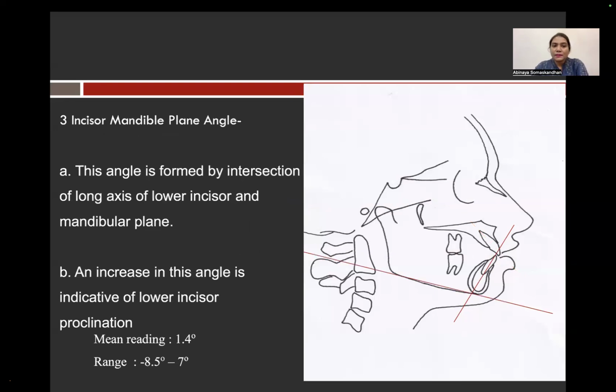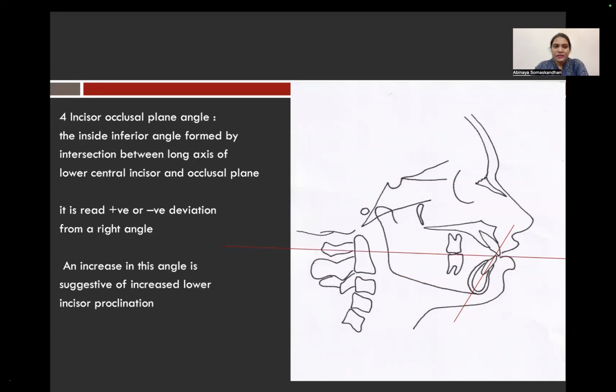Next is the incisor mandibular plane angle. So this is formed by intersection of the long axis of the lower incisors with the mandibular plane. So an increase of this angle is going to tell us that the lower incisors are very proclined. The mean reading is 1.4 degrees and the range is between minus 8.5 degrees to 7 degrees.